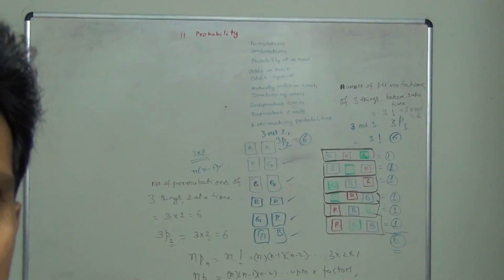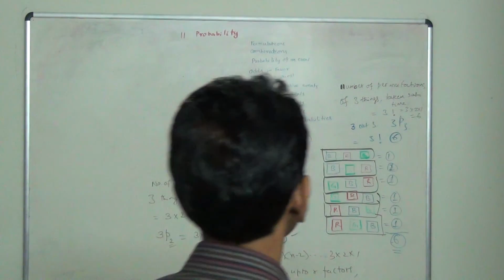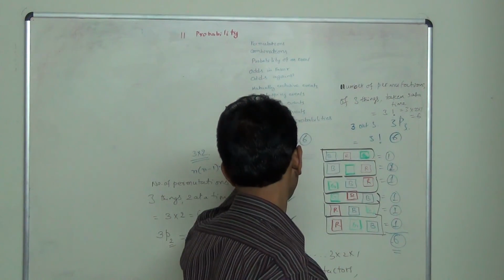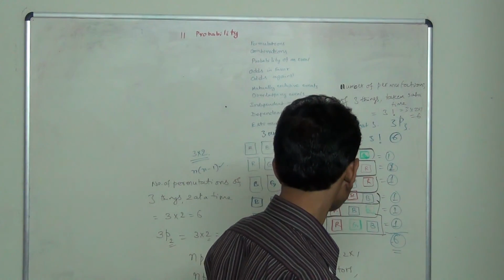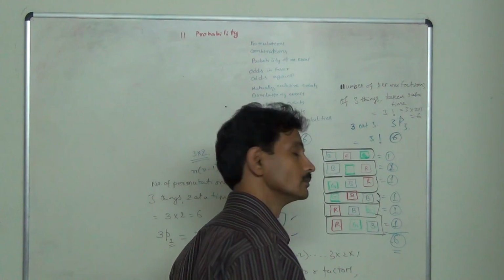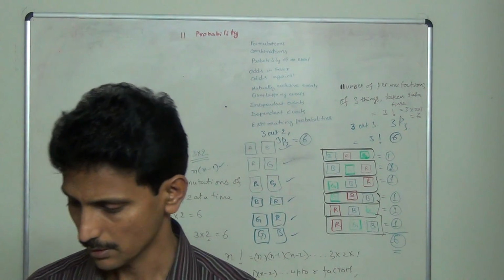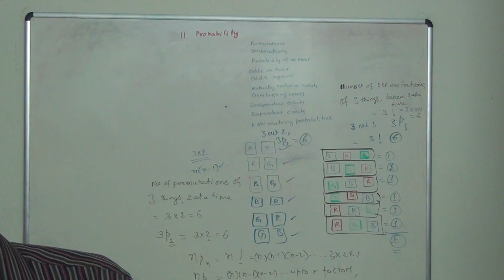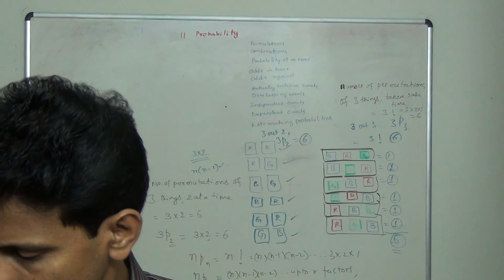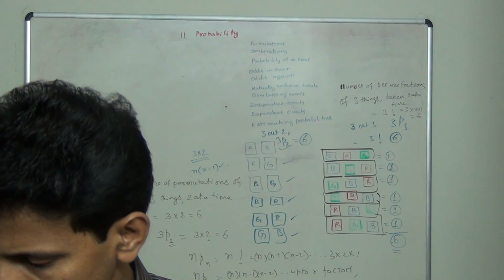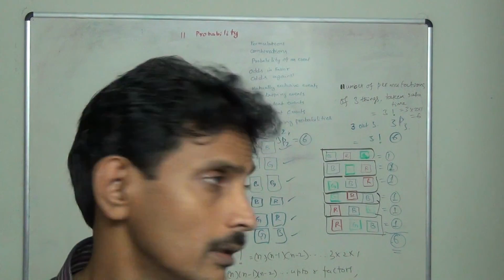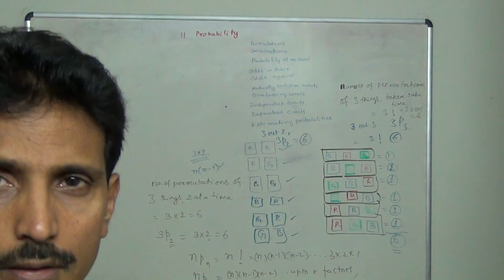So those are the permutations. And if you take these 3 colors, only 2 colors, 6 and 6 permutations. So we will discuss some problems in the next class, after that combinations. Thank you.